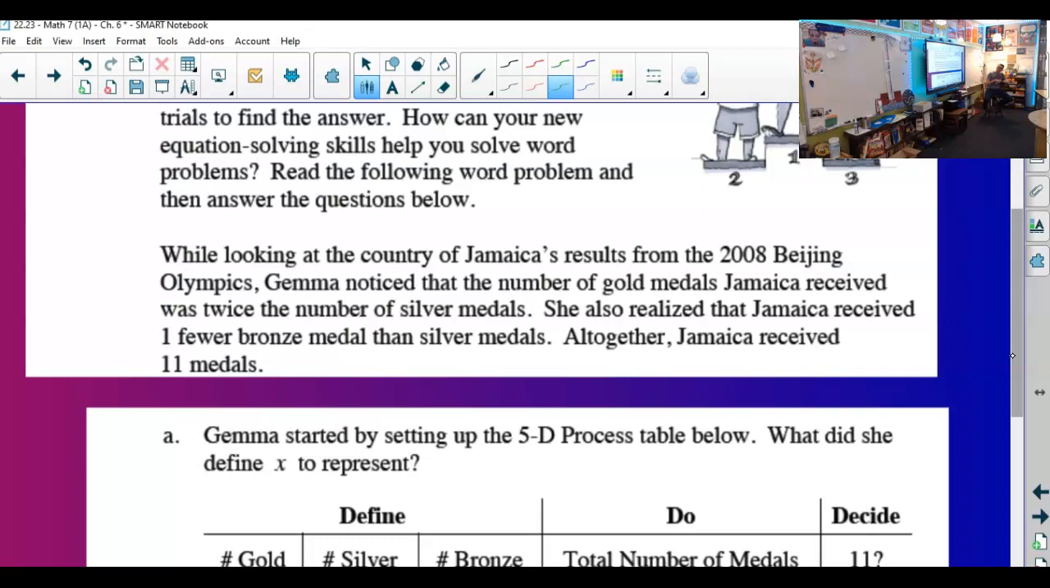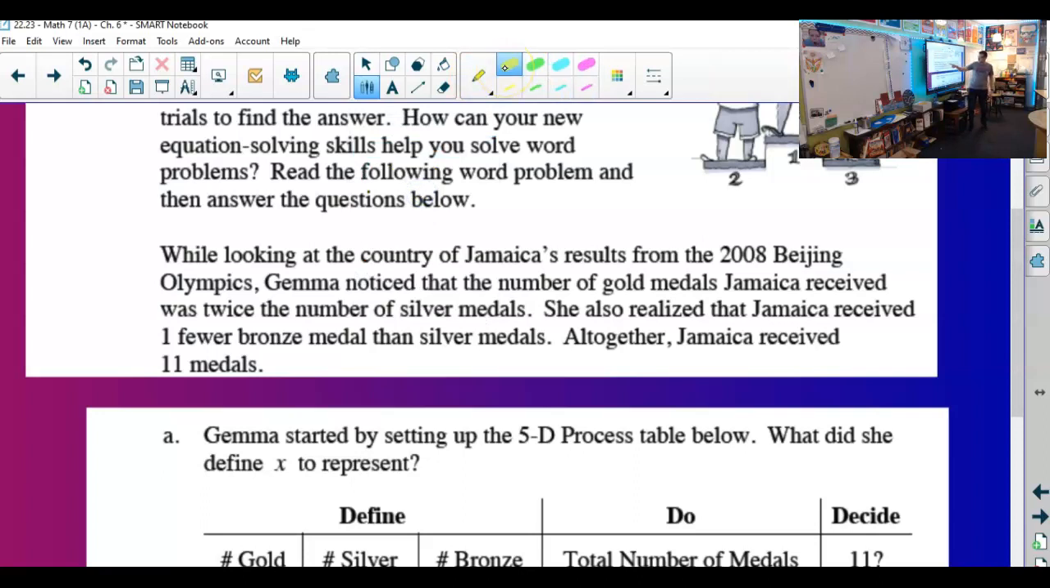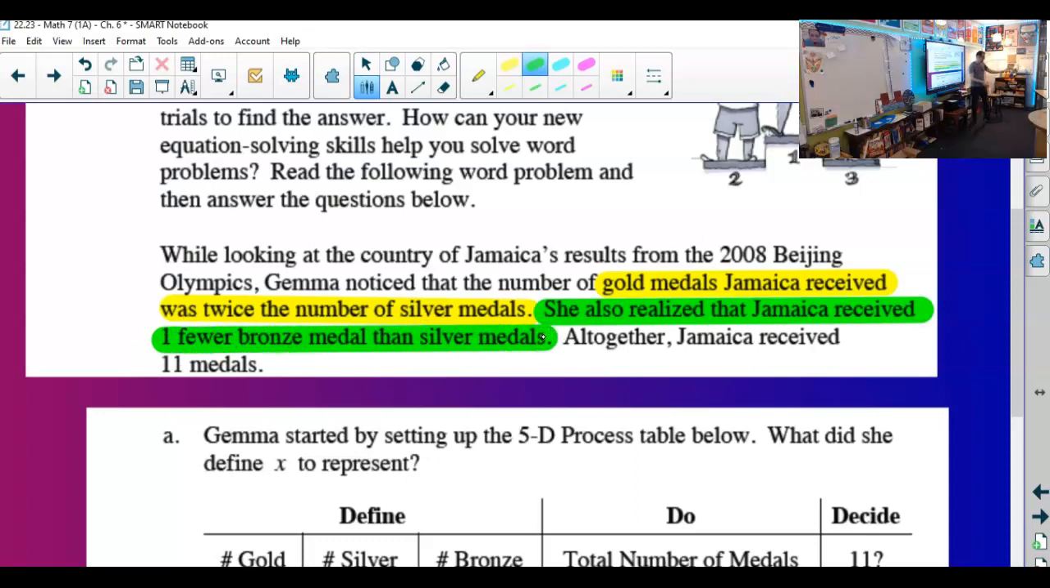Jamaica received was twice the number of silver medals. Does that feel important? Yes. Let's not, well, you don't have it on your paper to highlight, but we're going to highlight it up here because it feels important. Gold was twice the number of silver, so that's good. They got more golds than silvers. All right, keep going. She also realized that Jamaica received one fewer bronze medal than silver. Ooh, one fewer bronze than silver, so bronze is like one less. And then final sentence. Altogether, Jamaica received 11.